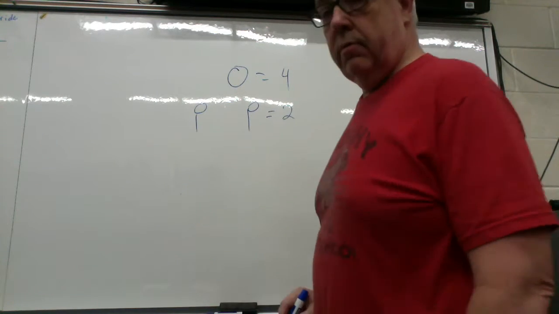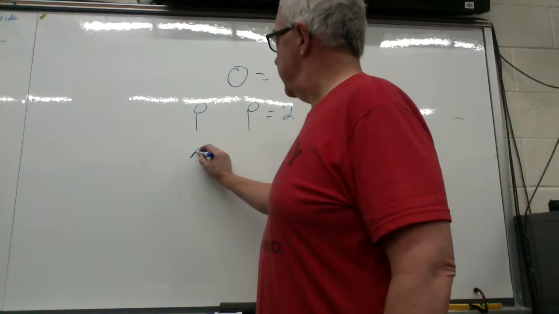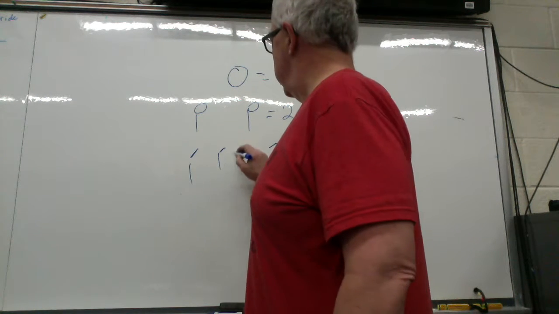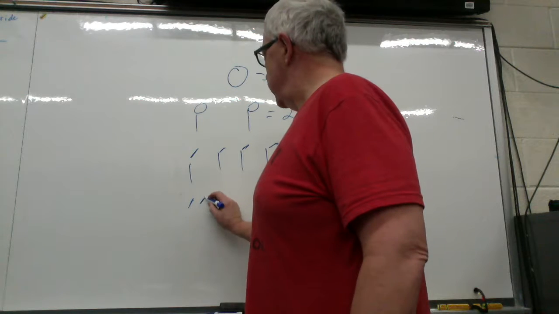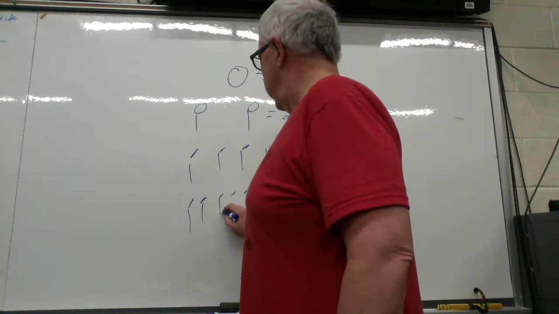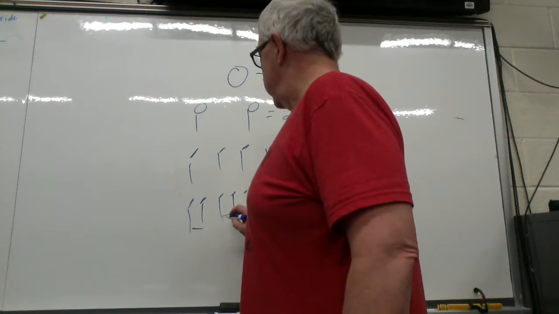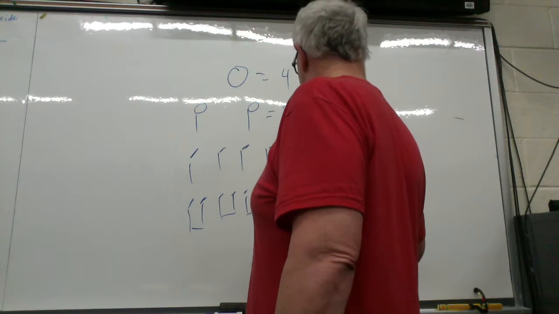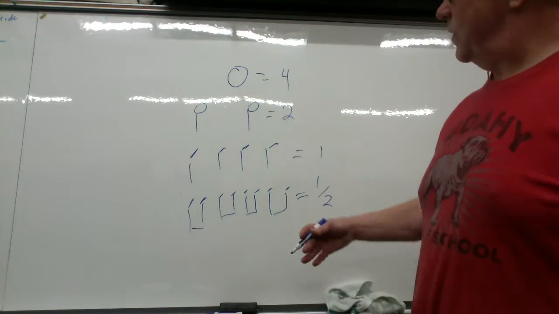This is all based on a note tree, starting from a whole note, 4 counts, half notes, 2 counts each, quarter notes, 1 count each, and eighth notes, half a count each. Okay? So it's the basic note tree.